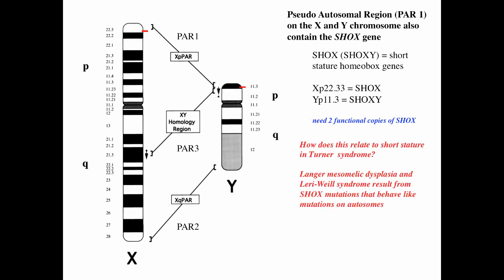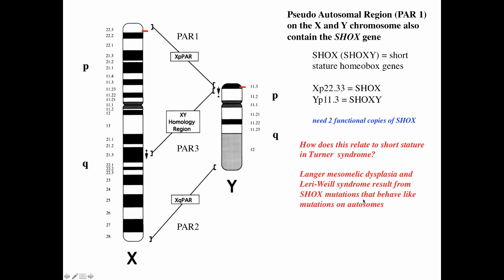So I might ask, how would this relate to short stature in Turner syndrome? In Turner, you have 45,X, so you only have one copy of the SHOX gene. You're missing the other SHOX or the SHOX-Y gene. There's also a condition called Langer mesomelic dysplasia and Leri-Weill syndrome that result from SHOX mutations.